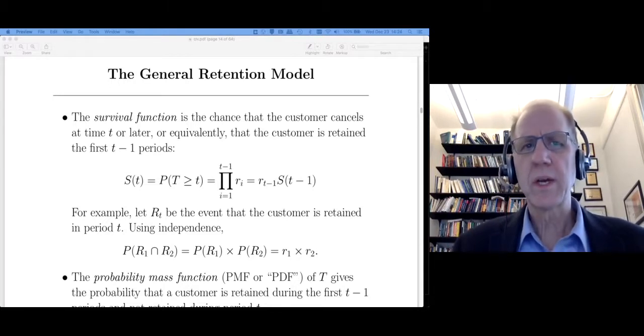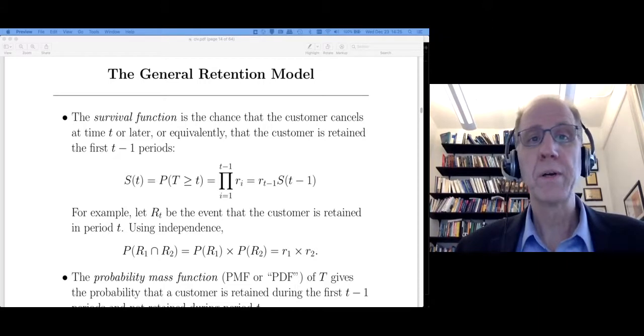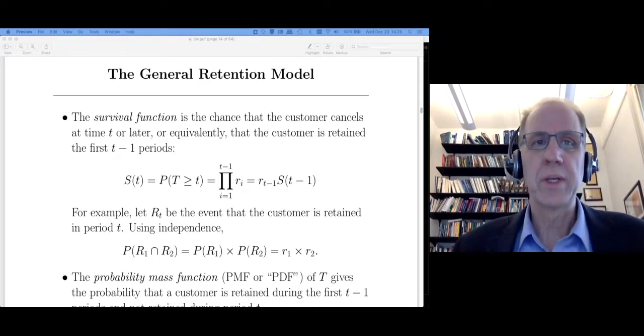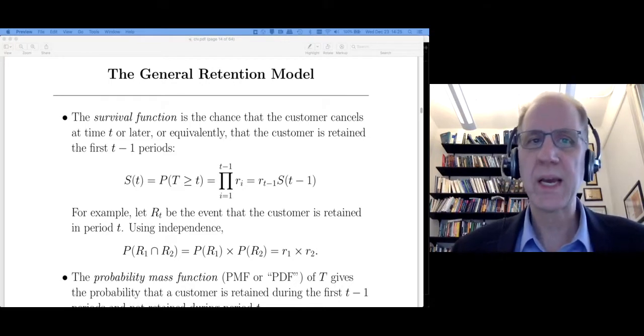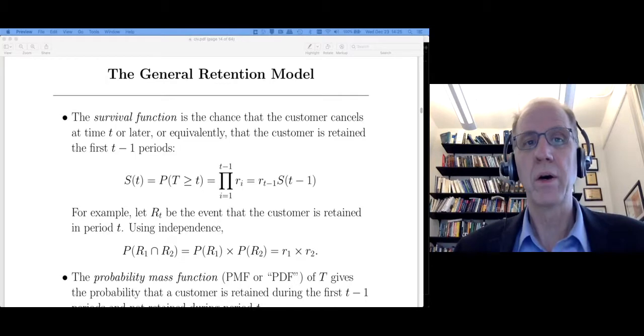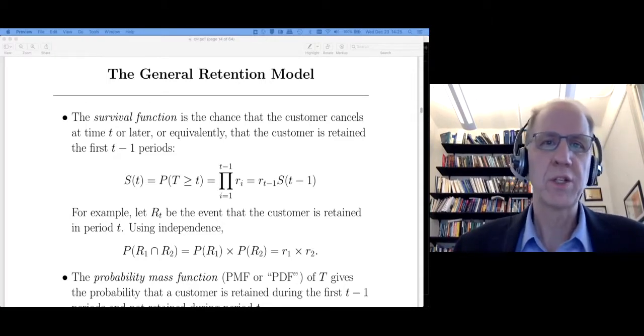In the previous set of videos, we covered the simple retention model, which made a very big assumption, namely that the retention rate, the probability that a customer gets retained in any given period, does not depend on either the customer or the time period. Well, we're going to relax those assumptions in this general retention model.